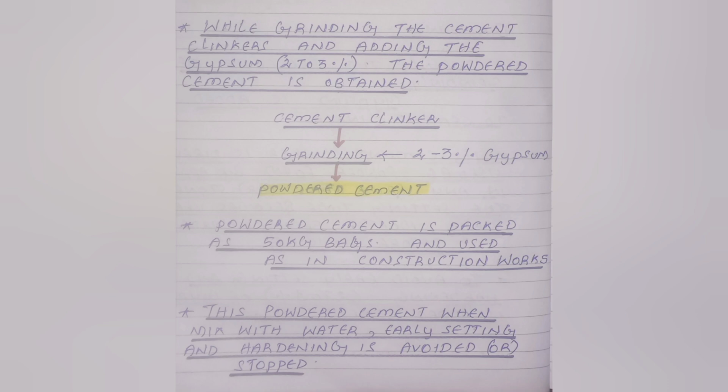Step 1. Cement clinker. Step 2. Grinding. While grinding the cement clinkers, 2 to 3% of gypsum is added. Step 3. Powdered form of cement is obtained. Powdered cement is packed as 50 kg bags and used in construction works. When this powdered cement is mixed with water, early setting and hardening is avoided.